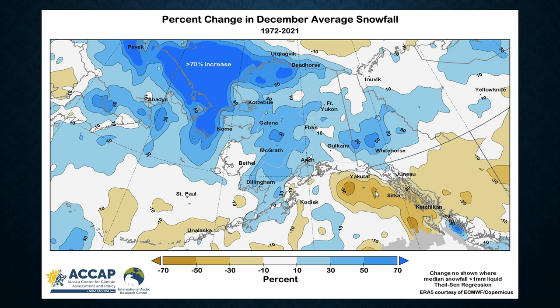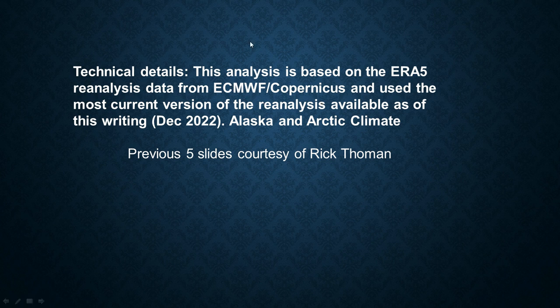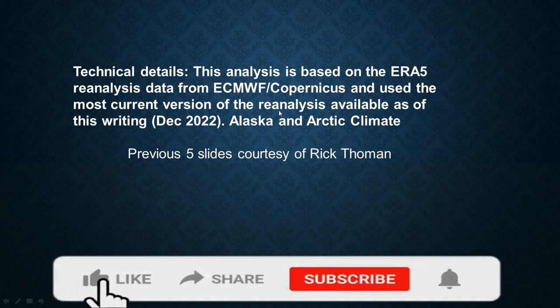So we can see the overall changing characteristics take place over Alaska and into the Chukchi Sea, all driven by the loss of sea ice, driven by warming oceans coming in through the Bering Strait. These analyses are based on the ERA5 reanalysis data from the ECMWF Copernicus and use the most current version of the reanalysis available as of this writing.